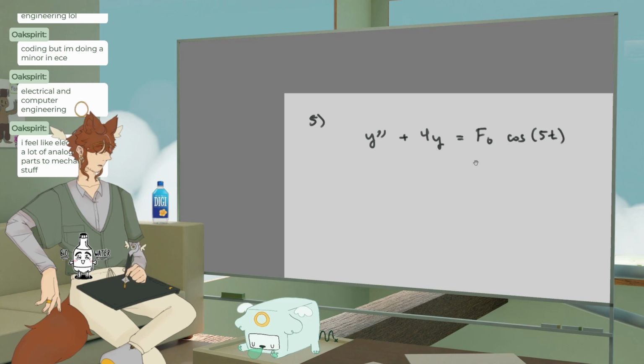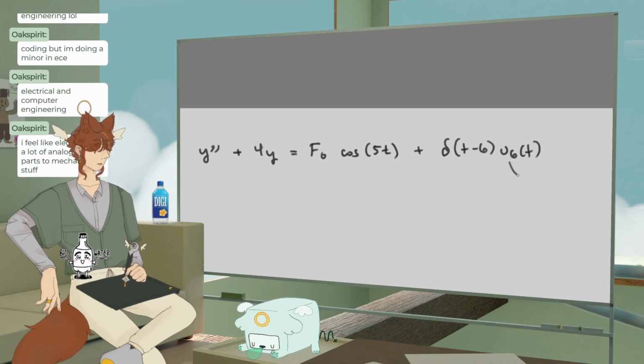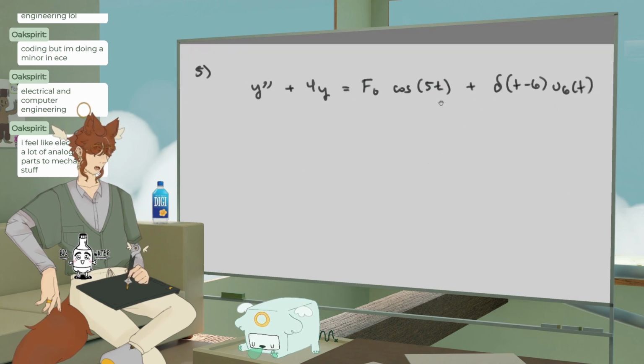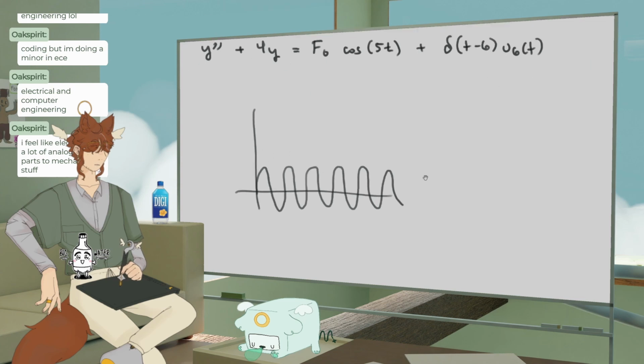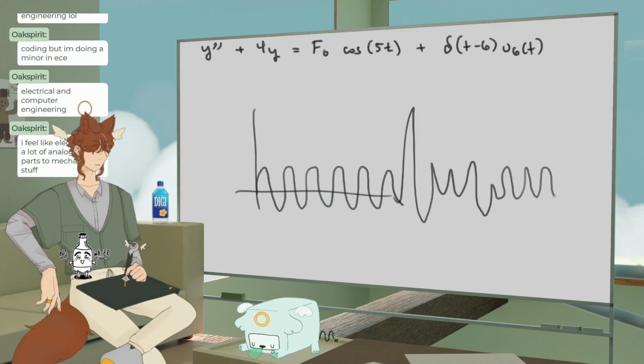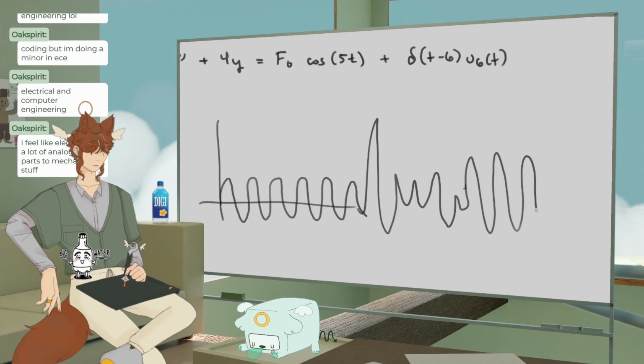I feel like electrical has a lot of analogous parts to mechanical. Oh, for sure, absolutely. Like all of this stuff, this function, for example. This is like if you have an AC voltage in your circuit, and then it spikes, and then it has to go back to the point where it gets to normal and is at a new steady state. And that's why EEs have to take this class that I'm taking as well.